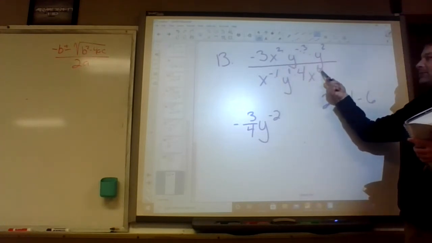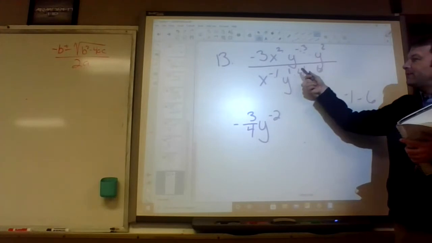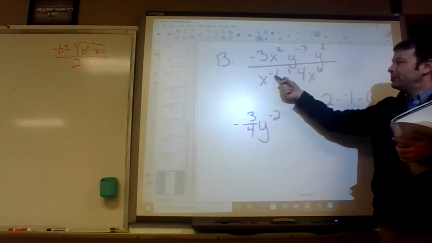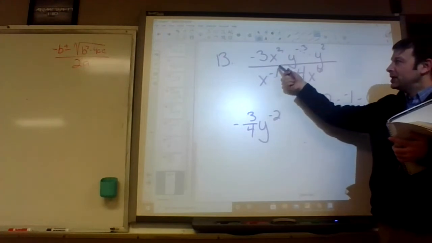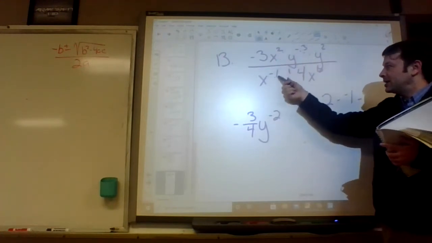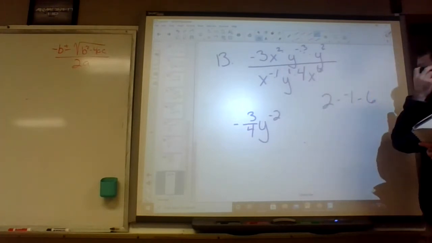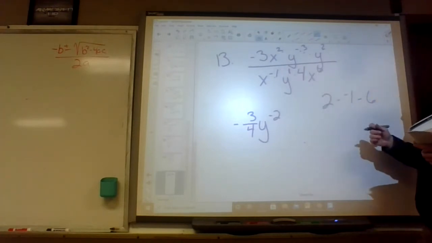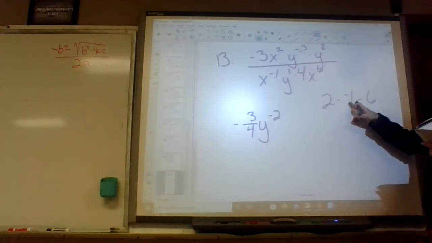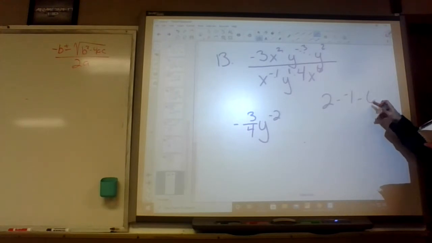If you want to put these together first, you could. You could add these together, and that would be 5. And then you could do 2 minus 5. Or you could do 2 minus -1 minus 6. It's the same thing. Does that make sense? It works both ways. Anyway, 2 plus 1 is 3, minus 6, -3.